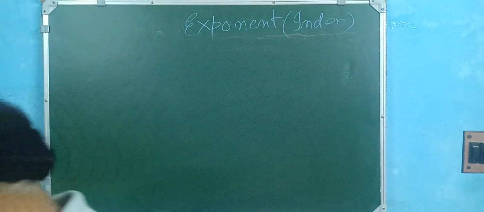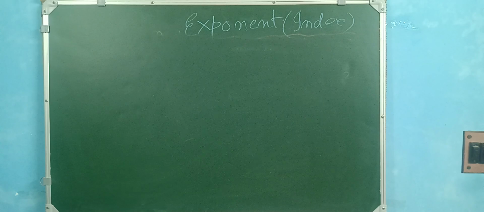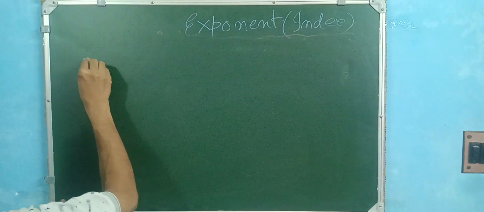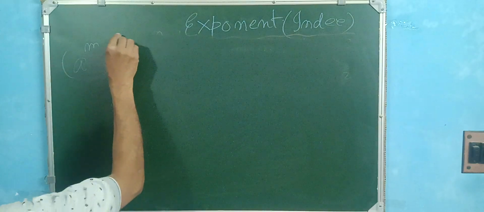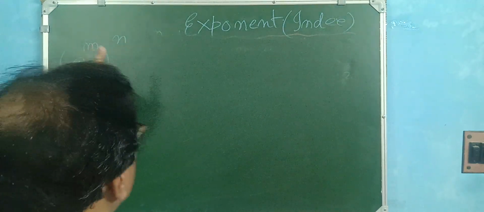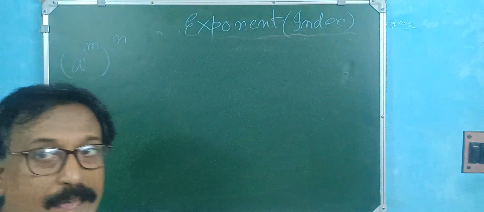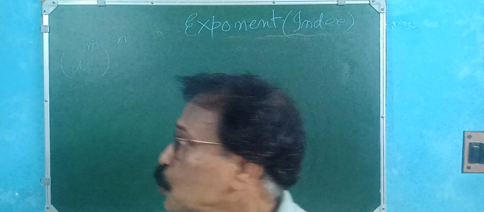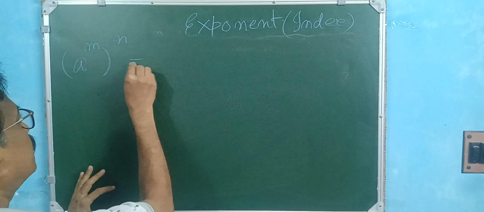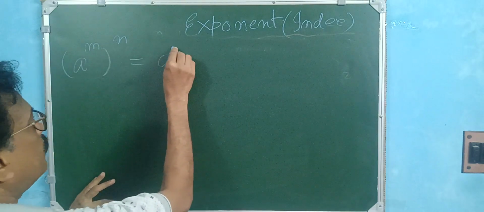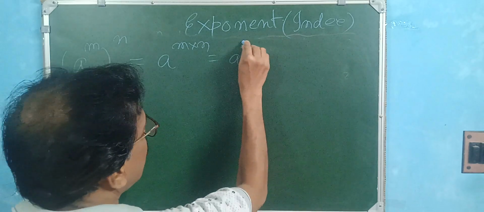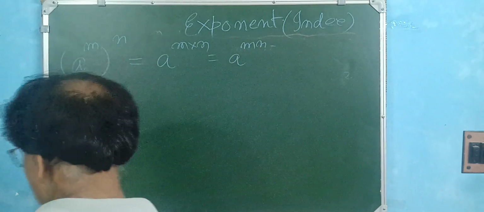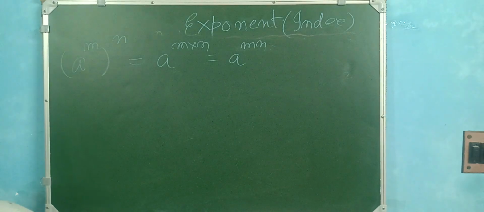and the maths will be automatically right. Clear? The third law is a to the power m, the whole bracket to the power n. What is the ultimate answer? This is a to the power mn, multiply m into n. So this is actually a to the power mn.